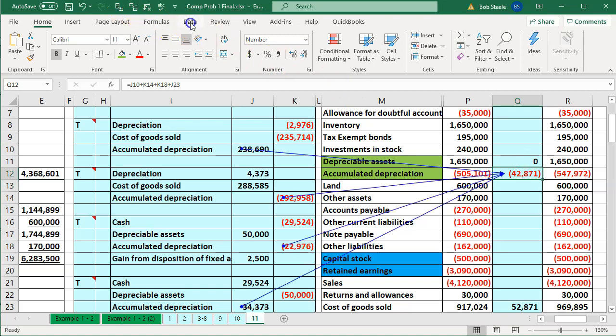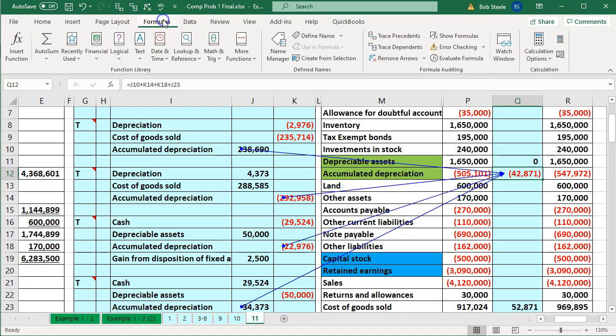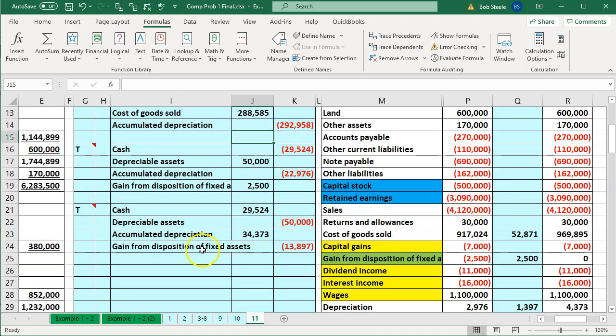I typically go to the formulas. It's in the formulas, and then you go to the formula auditing, and these are your items. I usually right click on them and put them into the ribbon, customize the ribbon. So I'll remove that, and then we're on the gain from sale. So that's going to be down here.